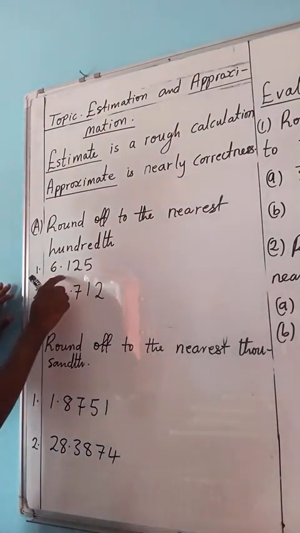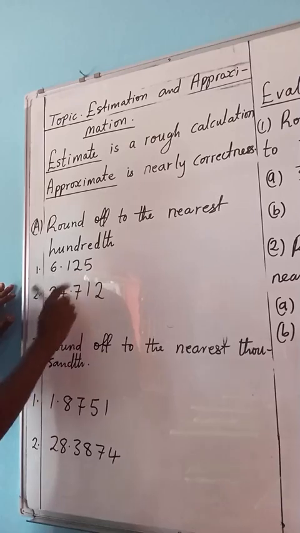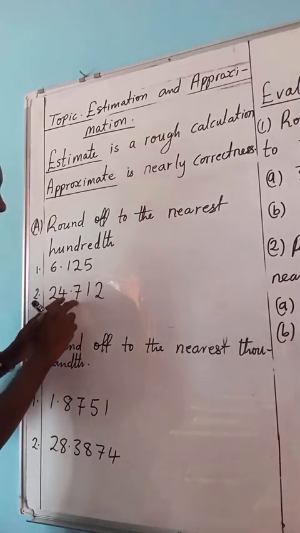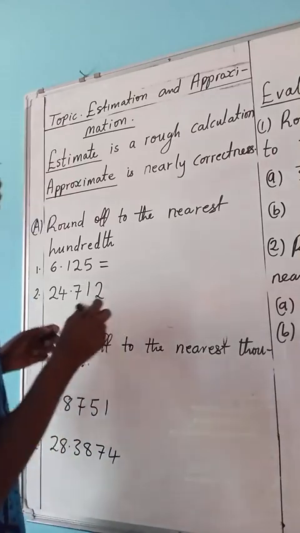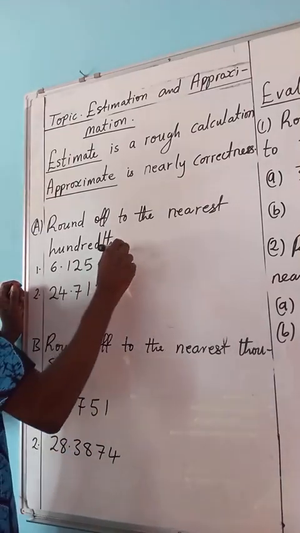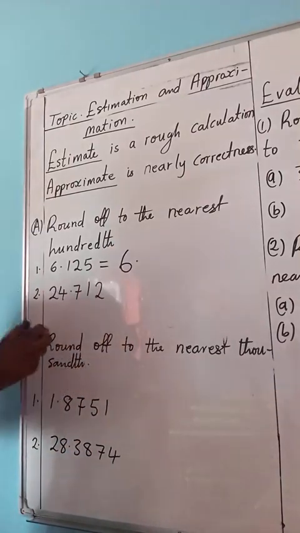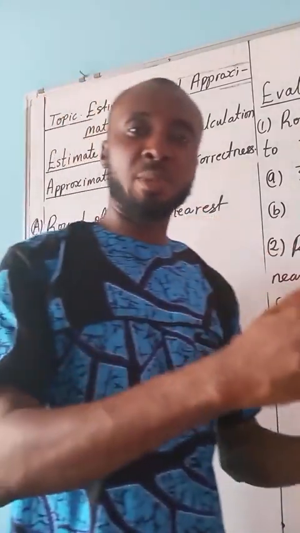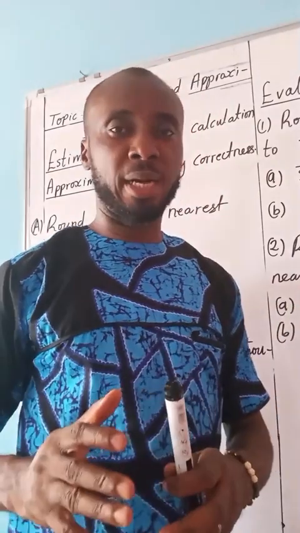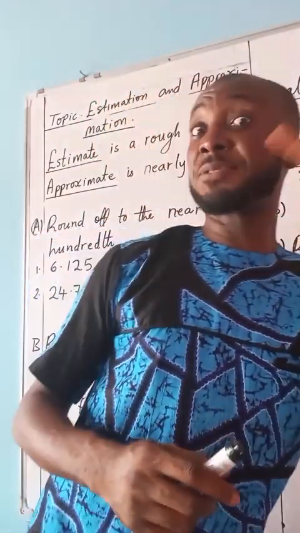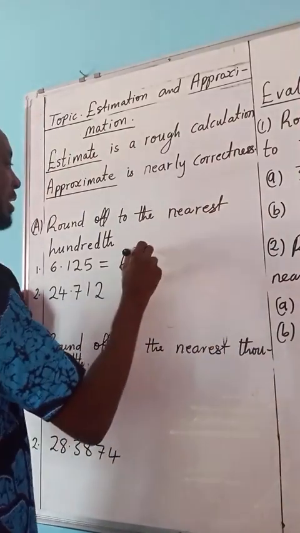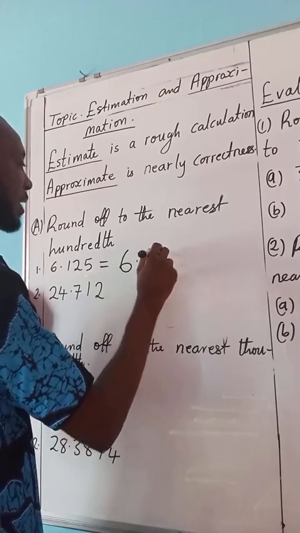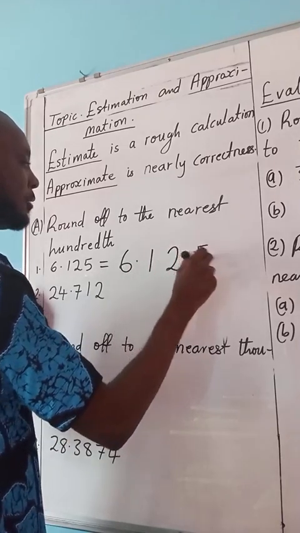We have 6.125 and 24.712. Now, in rounding off this to the nearest hundredth, we say 6 points. Any number that comes before the decimal point is a whole number, and any number that comes after the decimal point is a fractional number. We have 1, 2, 5.